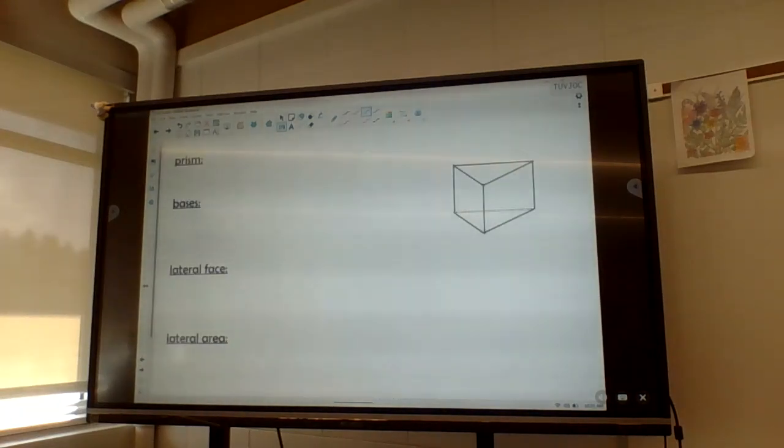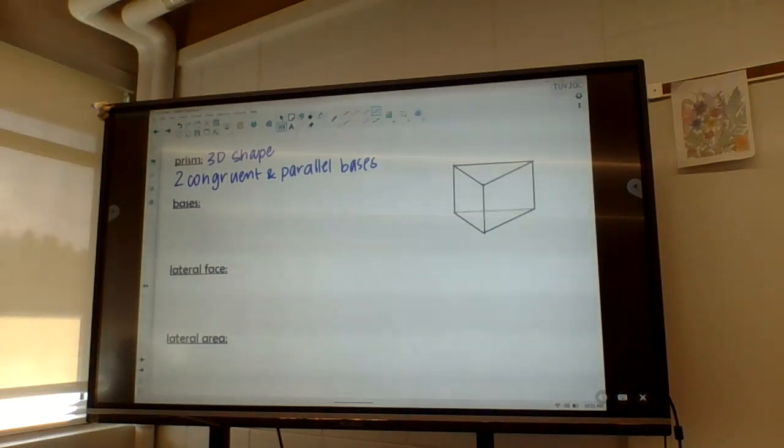So, we talked about our prism a little bit yesterday. Again, just kind of rehash that. It's a 3D shape, and it has two congruent parallel bases. Now, it won't always be seated on its base. I could draw my shape so it's not seated on the actual base, but in this case it would be. So the bases in this case would be our triangles here.